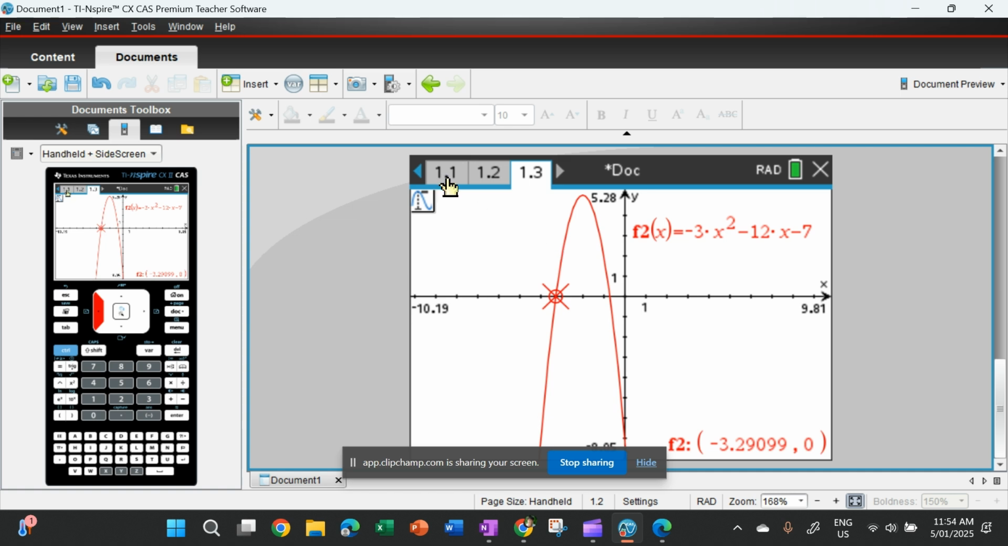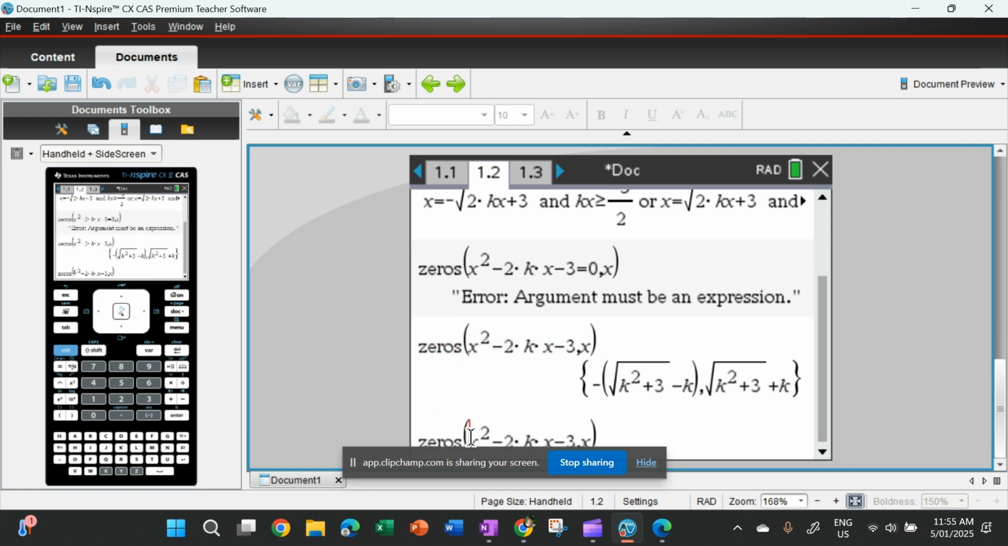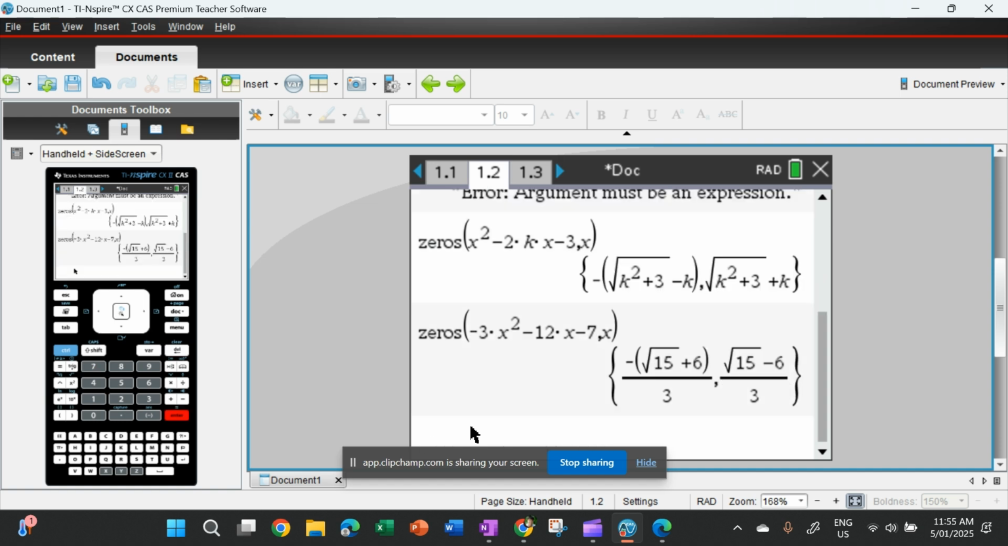If you want to find the zeros, we copy that one again and find the zeros, which is the first one, negative 12x times x minus 7. So here is your answer for the x-intercepts.